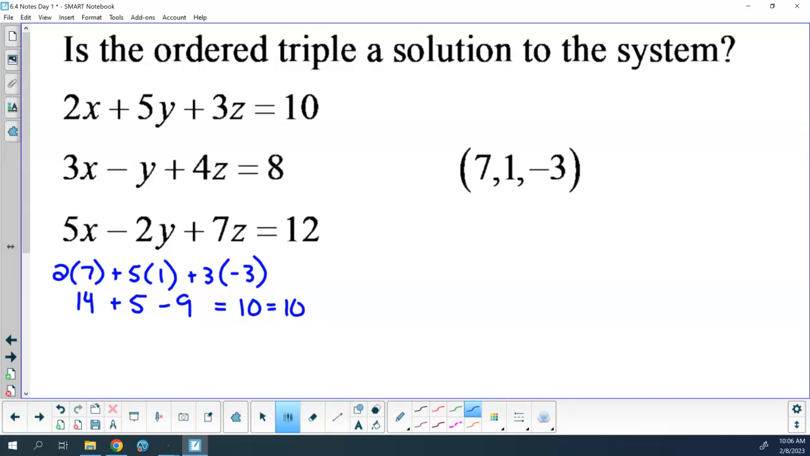Have to go to the second one to see if it works. 3 times 7 minus negative 1 plus 4 times negative 3. 3 times 7 is 21 minus negative 1. 4 times negative 3 is negative 12. 21 minus 1 is 20. Minus 12 is 8. 8 is equal to 8. Works out in the second one.